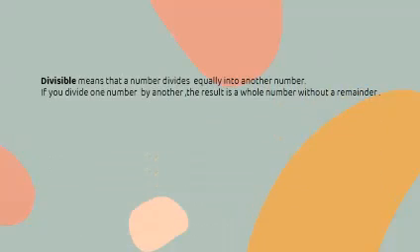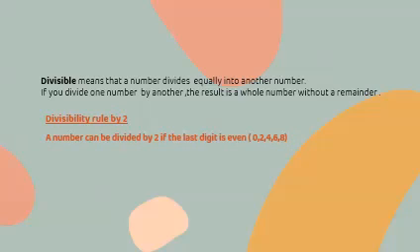Let us continue. Now, what do we have? What's the meaning of the word divisible? Divisible means that a number divides equally into another number without a remainder. For example, how can I know that a number is divisible by 2? A number can be divided by 2 if the last digit is even.